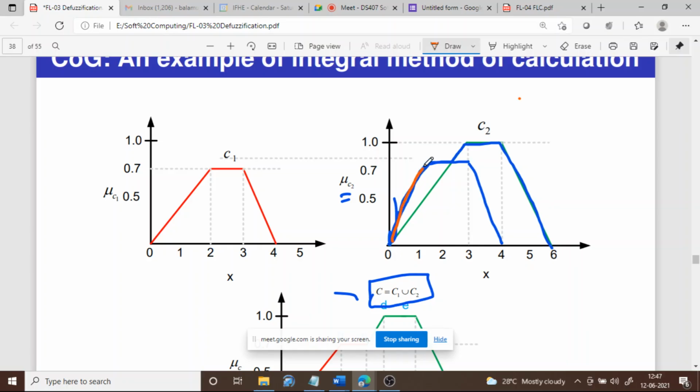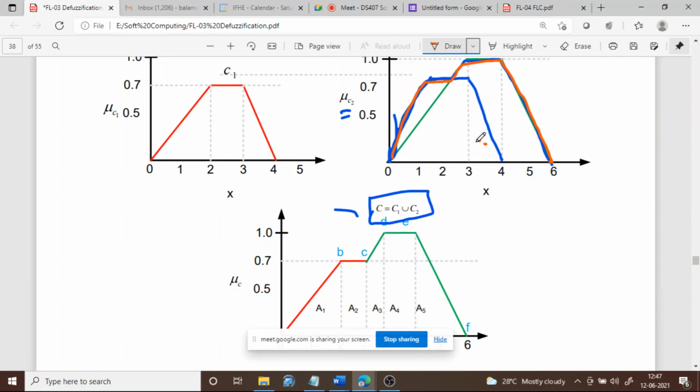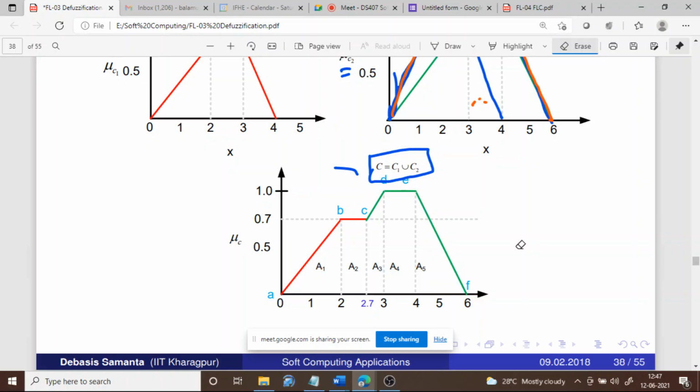This will be the resultant graph, so we got this plot. Now let us see how we will apply the center of gravity method on this. This plot you can divide into several areas. Like this is one area, and we call this area A1.